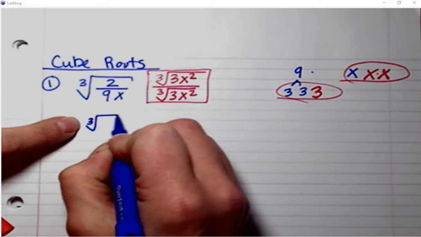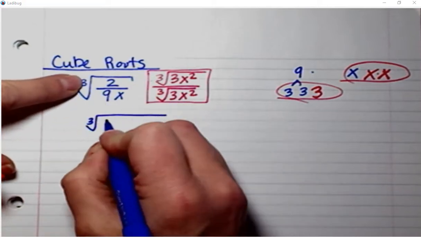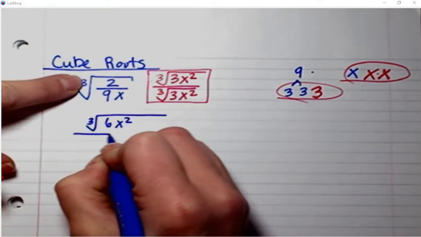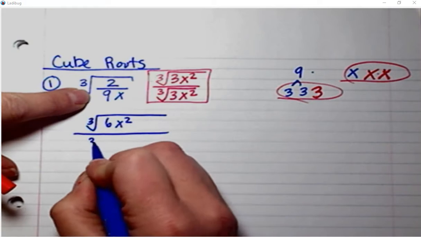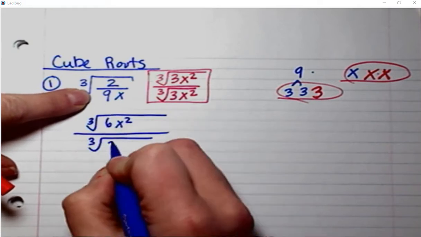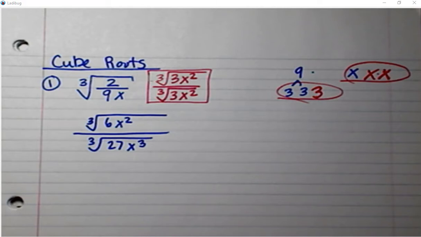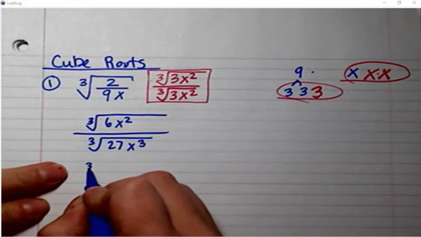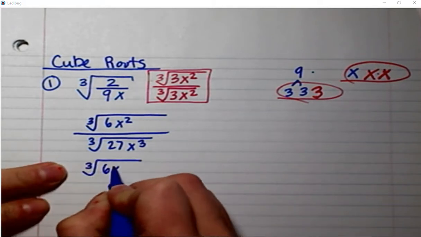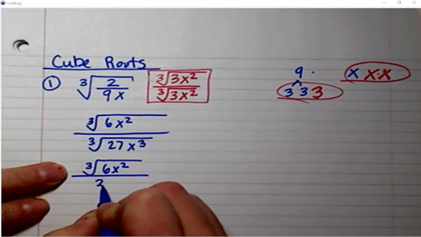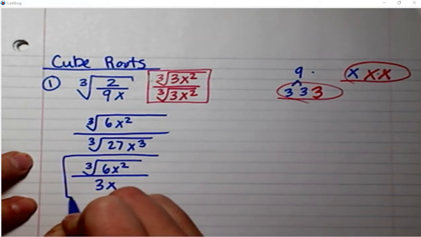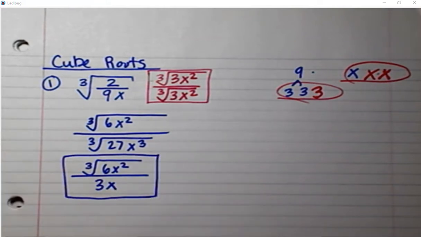So I'm going to do the multiplication. The top is going to be 6x squared. And the bottom is going to turn into 27x cubed. And you're like, oh, that's a perfect cube. 27 is 3 times 3 times 3. That's what simplifies. Okay, so cube root 3x. See that?